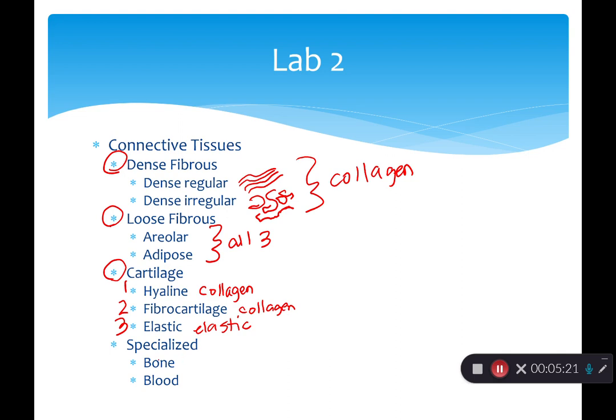Then we have specialized, which includes bone and blood. Bone has collagen fibers in it. Blood, no fibers. But it's still considered a tissue, and it's put under connective tissues. So these are the connective tissues you're going to look at in lab.